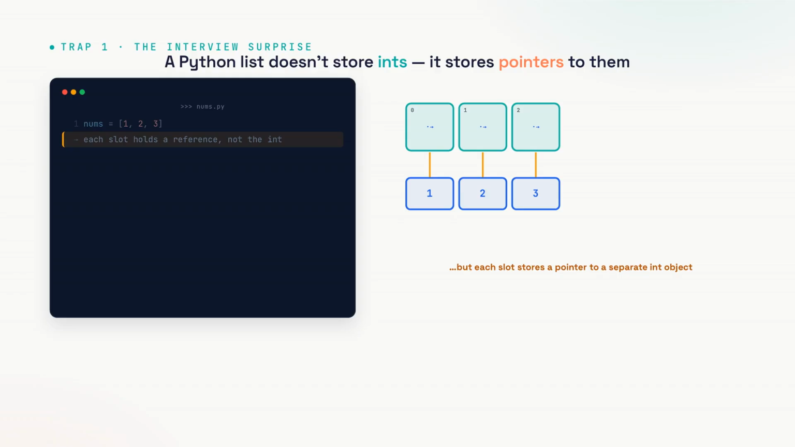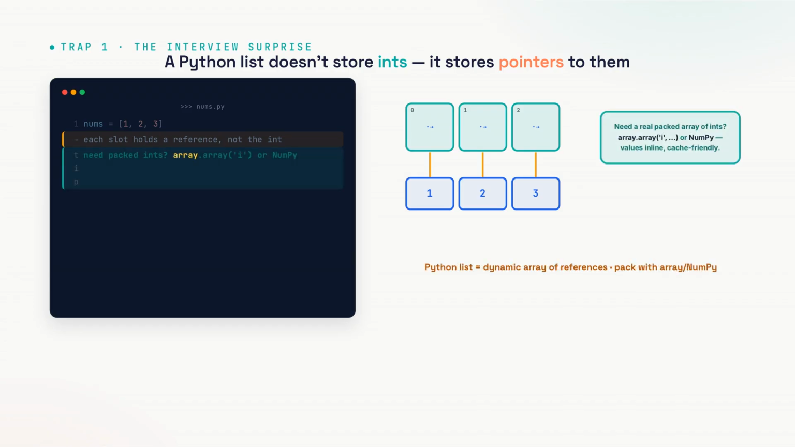Does that break the address math from earlier? No. The cells are still contiguous and fixed width, they just hold pointers instead of the ints. So start plus i times the pointer size still lands on cell i in O of 1. Access stays constant, 1 extra indirection, that's all, which is fine for most code. But if you need a real packed array of ints, use array.array with a type code, or numpy. Those store values inline, cache-friendly, and save a lot of memory.